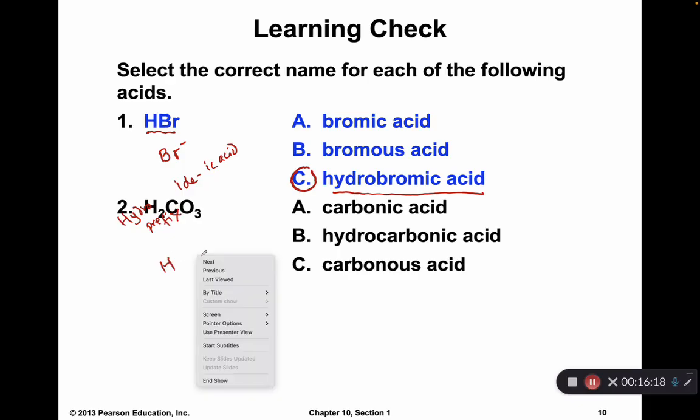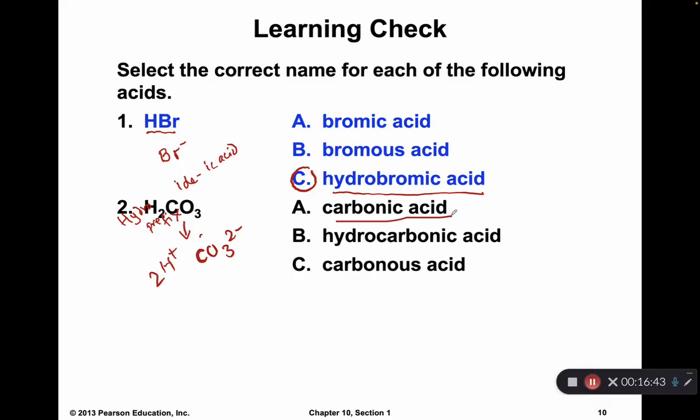H2CO3 means it's H and CO3 2 minus, and I have 2H plus given away, right? When this breaks down in water, I have 2H plus and CO3 2 minus. This is the carbonate ion. If it is the carbonate ion, it means I have carbonic acid. I do not add hydro in front of that. So carbonic acid is the correct answer for this acid.